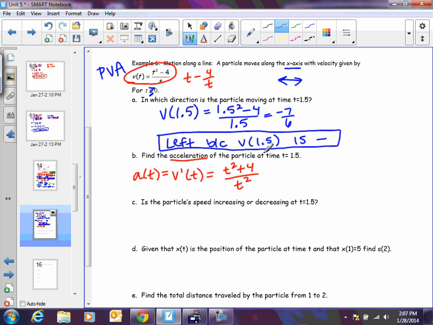So now we want to find the acceleration at this particular time. So I want to find a of 1.5. So again, I'm going to plug in 1.5. And you could just do this calculation. You could also store 1.5 in for x or t or whatever variable you use, go back and select this, and it'll compute that for you. And I believe you get 25 over 9.